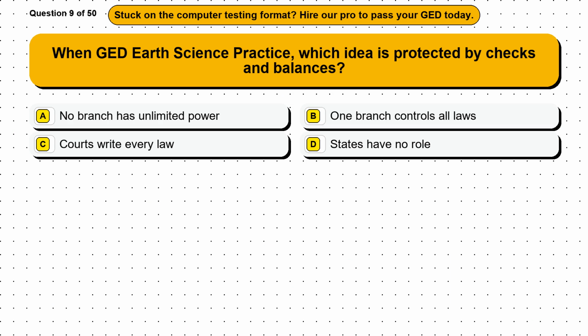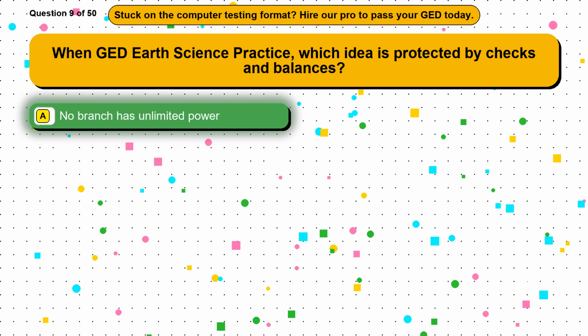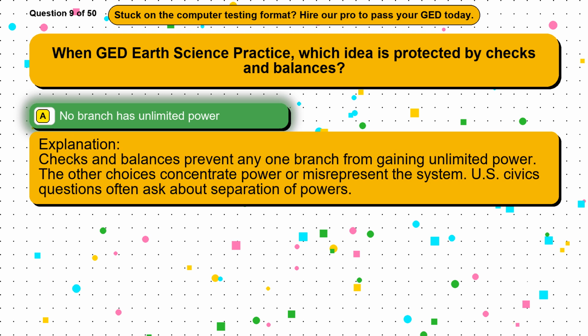Question 9. When GED Earth Science Practice, which idea is protected by checks and balances? Option A. No branch has unlimited power. Option B. One branch controls all laws. Option C. Courts write every law. Option D. States have no role. The correct answer is option A. No branch has unlimited power. Checks and balances prevent any one branch from gaining unlimited power. The other choices concentrate power or misrepresent the system. U.S. civics questions often ask about separation of powers.